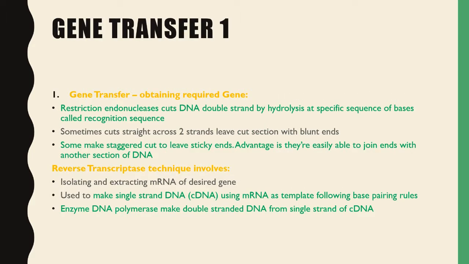Well, restriction endonucleases will cut the DNA double strand by hydrolysis at the specific sequence of bases called the recognition site. They will sometimes cut straight across, leaving two strands of a cut section with blunt ends, but more often they make staggered cuts, so they leave sticky ends. And the advantage of these sticky ends is that they're able to join with another section of DNA.